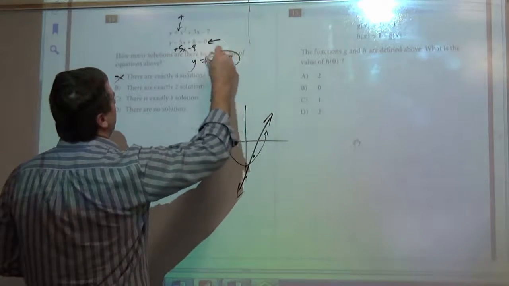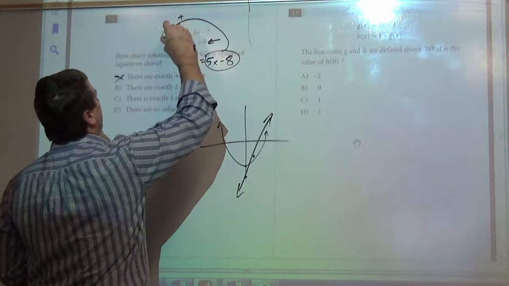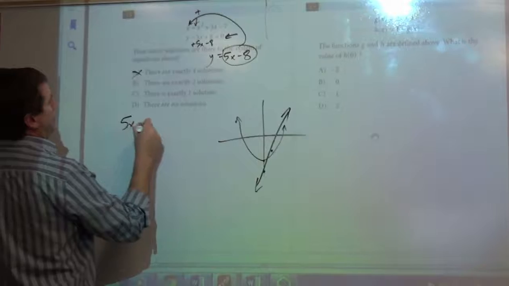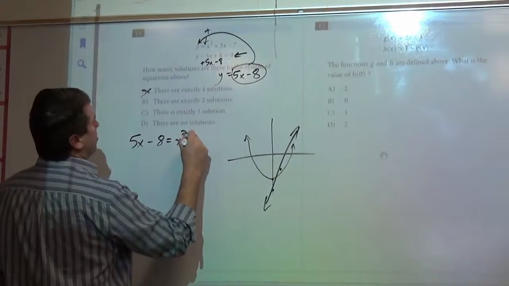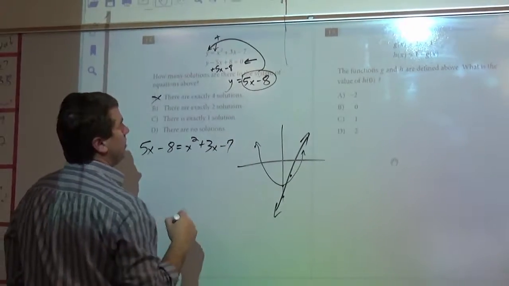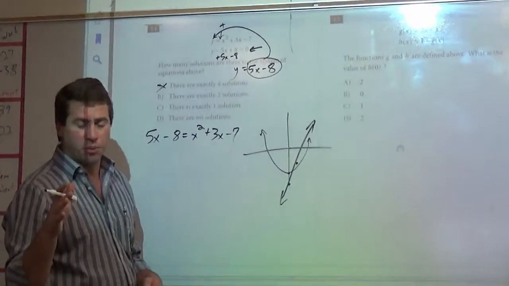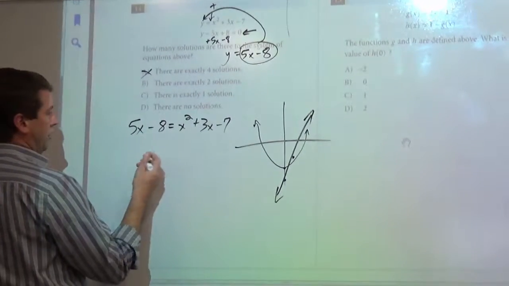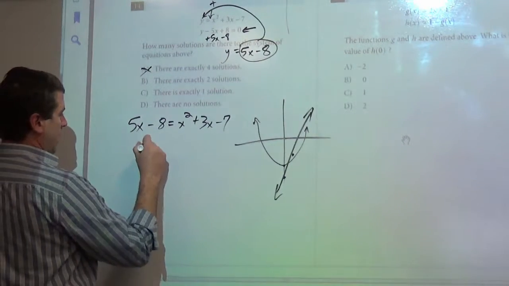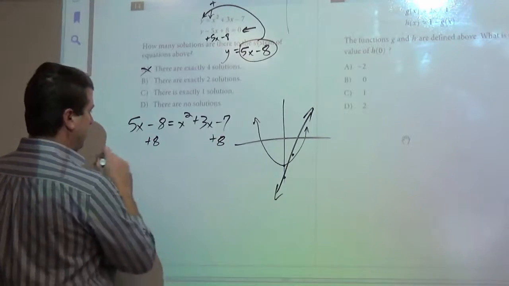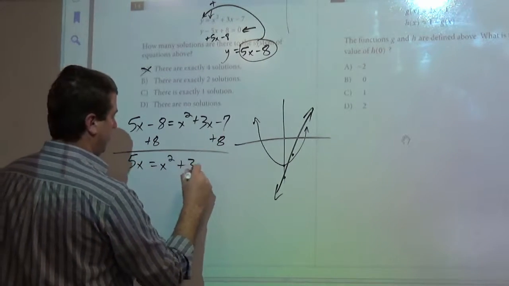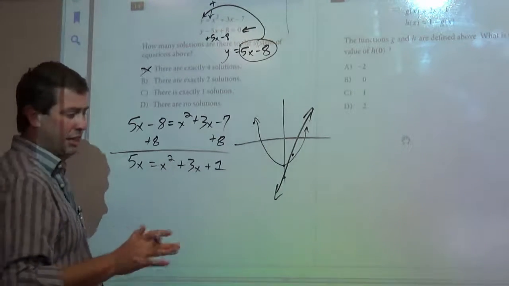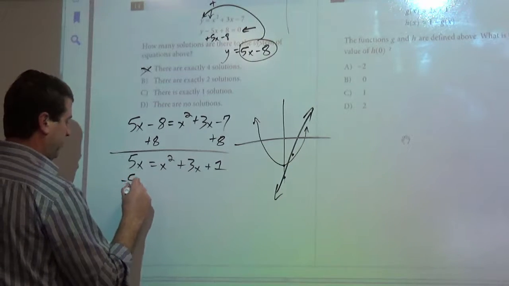Terrible question. All right, you're going to have to stick this in here and solve it. 5x minus 8 equals x squared plus 3x minus 7. This would be really easy if they gave you a calculator. You could just graph it. That's probably why they don't. All right, so we'll add 8 to both sides. And now I need to get my x's on the same side, because to solve this, I need to actually get it set equal to 0.